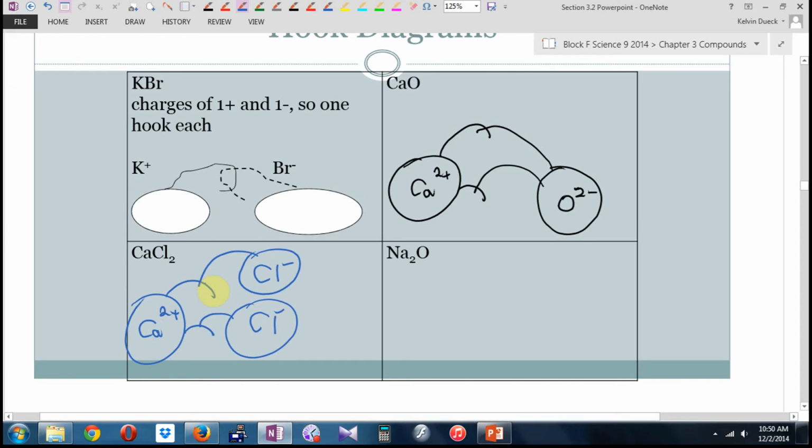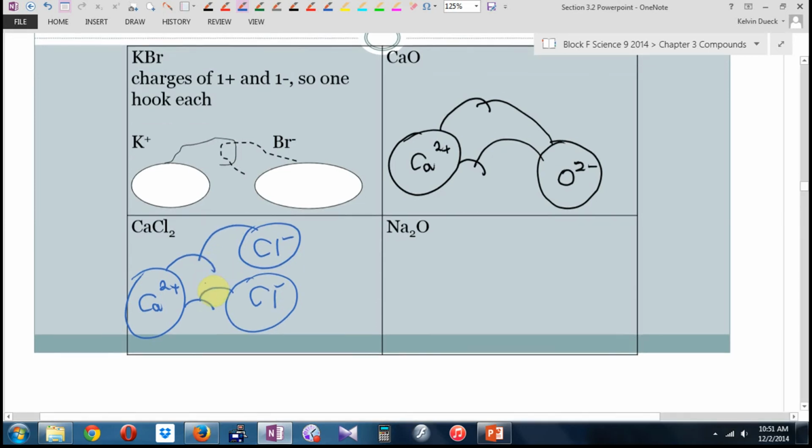Those are called hook diagrams. I won't ask you to draw hook diagrams, but I found some of my students, especially kids that are really into drawing and pictures, find this visual method better. I'm a math nerd. I find the mathematical methods better, but I know some of my kids every year prefer pictures. Okay.